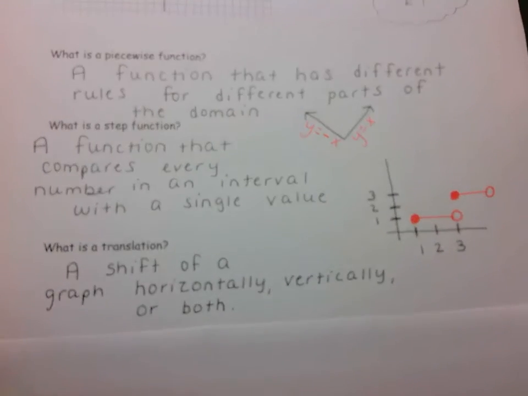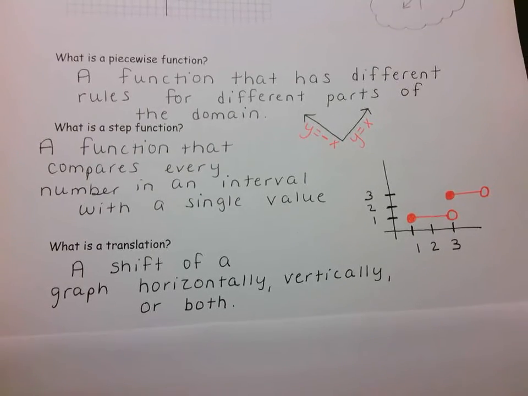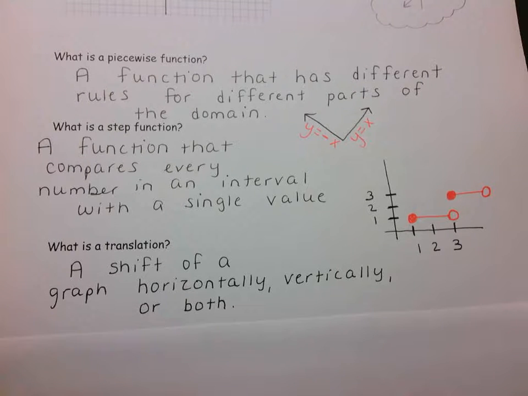And finally, what is a translation? It's a shift of a graph horizontally, vertically, or both. So that's what we're going to be doing today. We are going to be translating these absolute value functions to the right, to the left, and up and down. So we're going to be translating these absolute value functions horizontally and vertically.